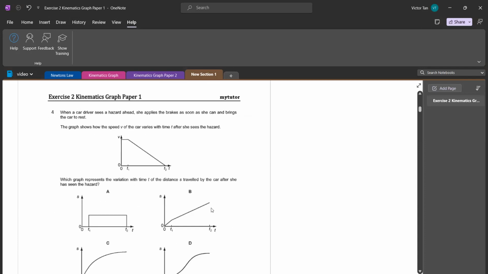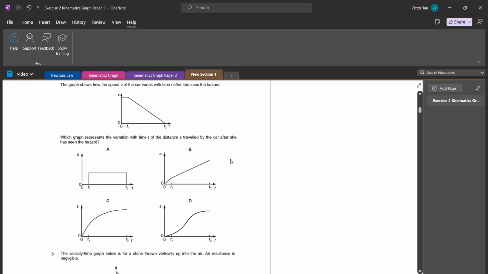When a driver sees a hazard, she applies the brakes as soon as she can and brings the car to rest. The graph shows how the speed v of the car varies with time t after she sees the hazard. Which graph represents the variation with time t of the distance s traveled by the car after she has seen the hazard? You can see initially, before she brakes, there's a constant velocity. Therefore, the line must be a straight line. And here, the velocity is decreasing, so the gradient will be decreasing. And the answer is C.